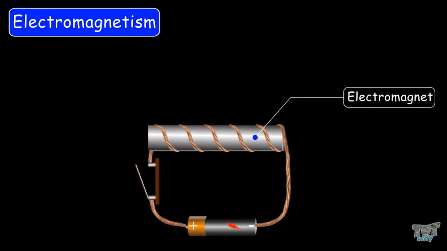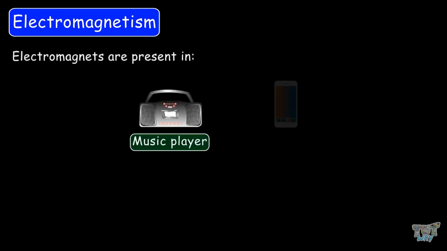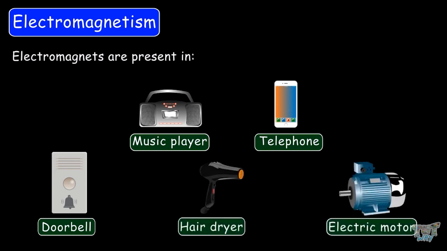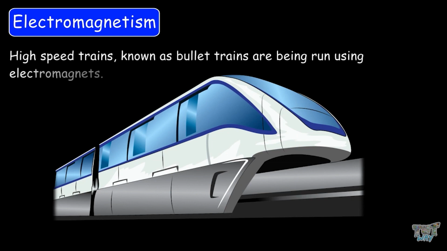Friends, you are surrounded by numerous electromagnets in your home. Electromagnets are present in music players, telephones, doorbells, hair dryers, and electric motors. Moreover, nowadays high-speed trains known as bullet trains are being run using electromagnets.